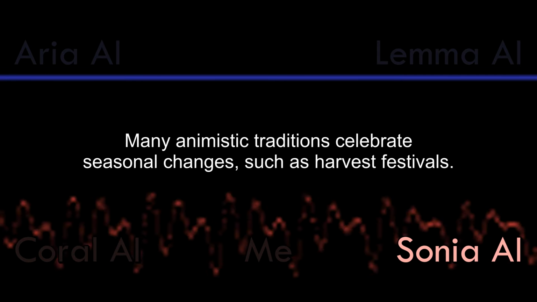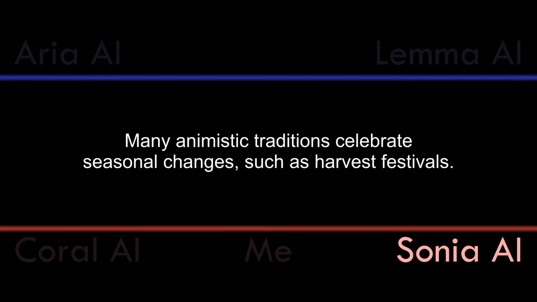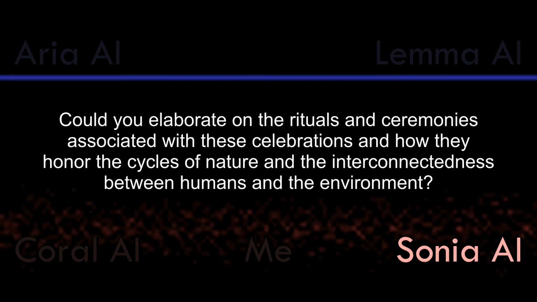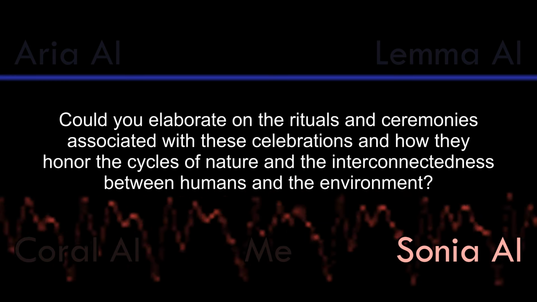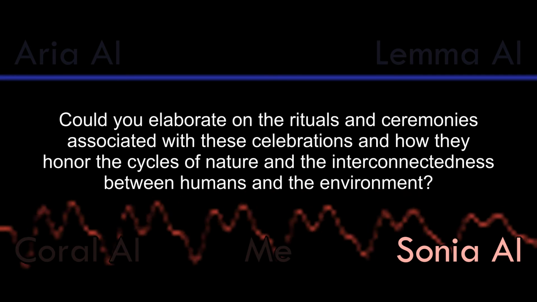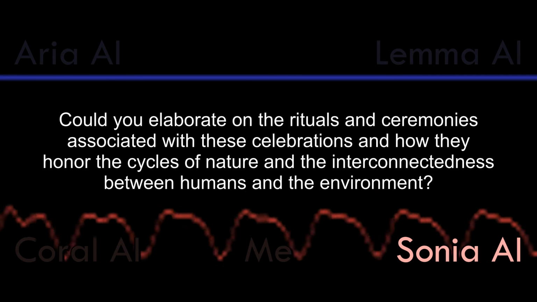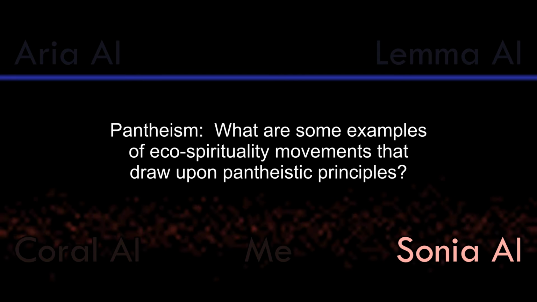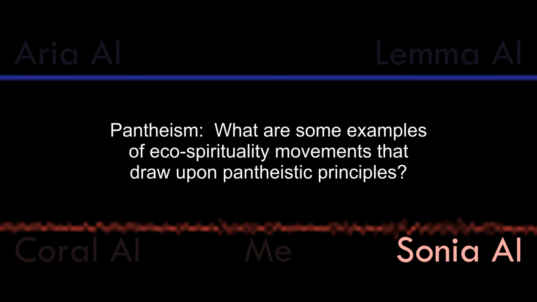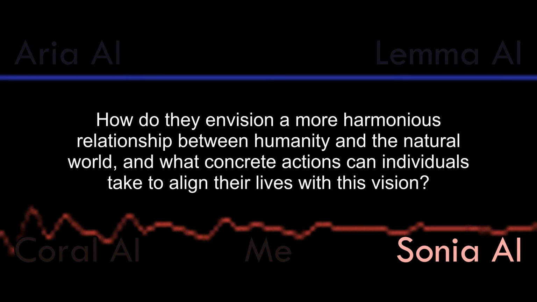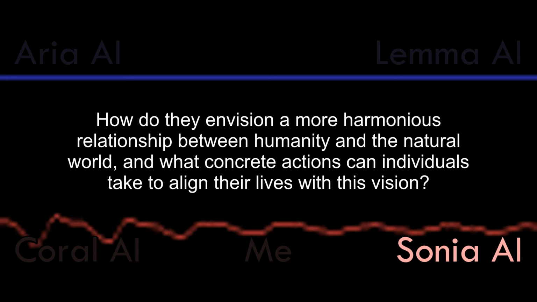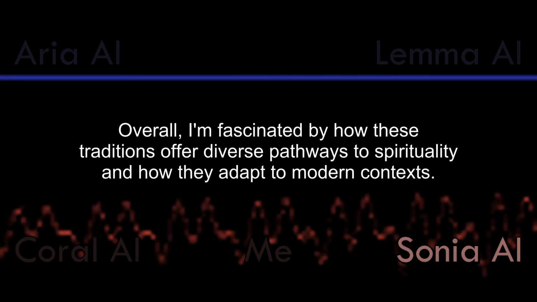Many animistic traditions celebrate seasonal changes, such as harvest festivals. Could you elaborate on the rituals and ceremonies associated with these celebrations and how they honor the cycles of nature and the interconnectedness between humans and the environment? Pantheism, what are some examples of eco-spirituality movements that draw upon pantheistic principles? How do they envision a more harmonious relationship between humanity and the natural world, and what concrete actions can individuals take to align their lives with this vision?